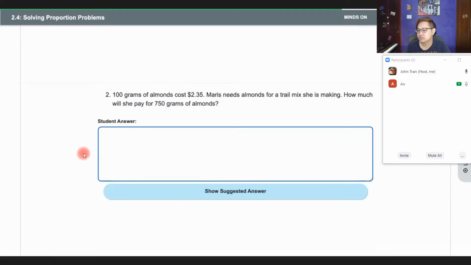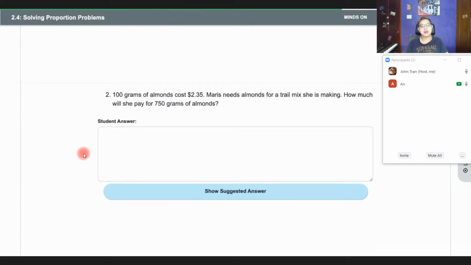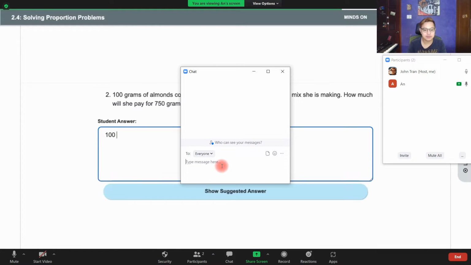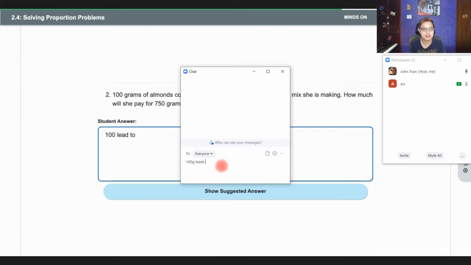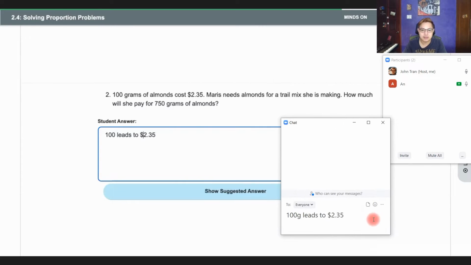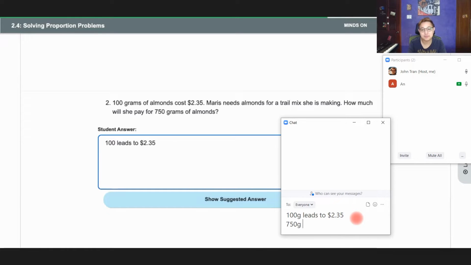Okay, let's rewrite again. 100 grams is equal to... it's not equal. Let's just use another symbol. Okay, let's write 100 grams leads to $2.35. You can say leads to or lead to. Then you go down, and 750 grams leads to something, and you have to find it.